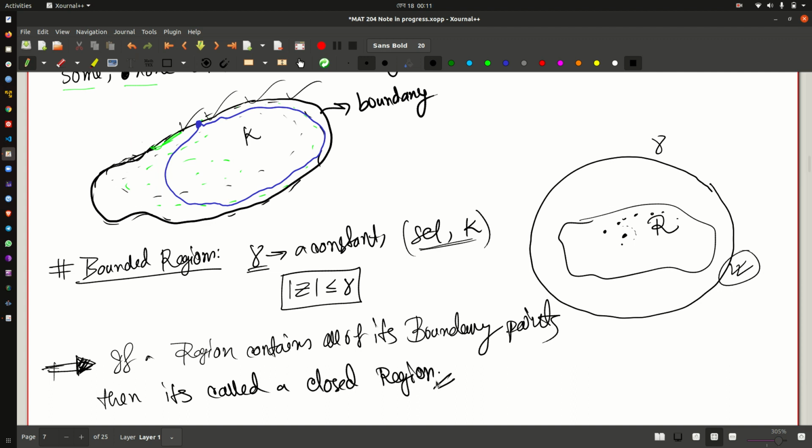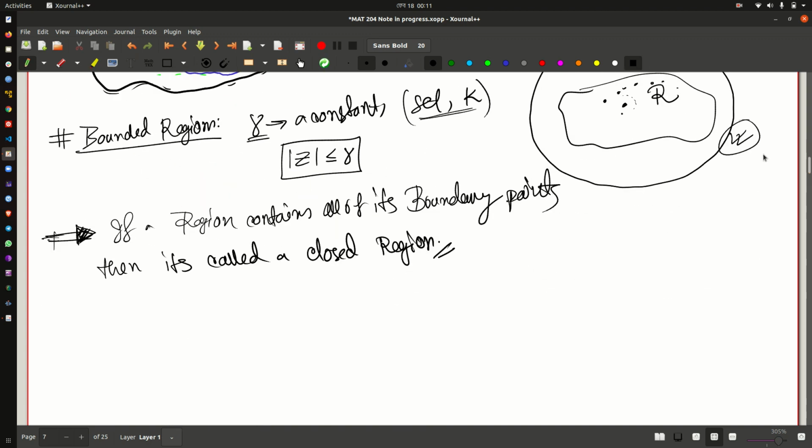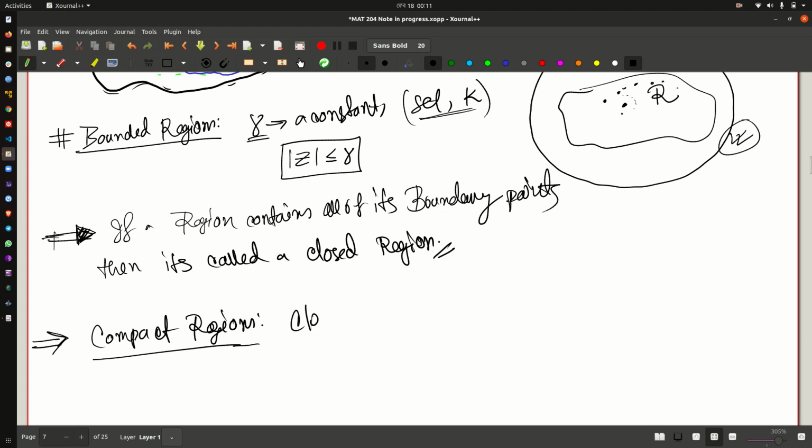There we have it. Now using the definitions of closed region and bounded region, we can define compact regions. If you have a region that is closed and bounded at the same time, those are called compact regions. So compact regions are closed plus bounded. That means it is a region bounded by some constant, and at the same time it contains all the points of its boundary as well. So that's a compact region.